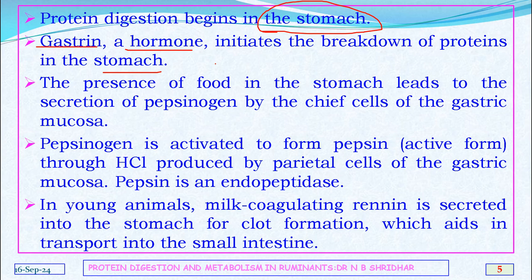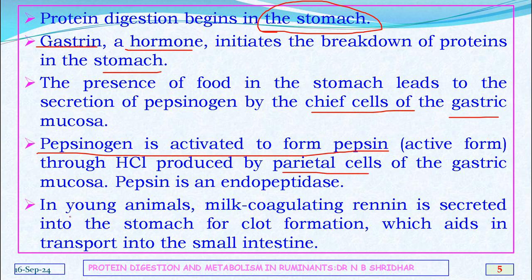The presence of food in the stomach leads to the secretion of pepsinogen by the chief cells into the gastric mucosa, especially in the case of monogastric animals like humans or any other animal. So the pepsinogen is activated to form pepsin. Whenever there is increased HCl in the stomach, which is produced by the gastric parietal cells of the gastric mucosa, then pepsinogen is activated.